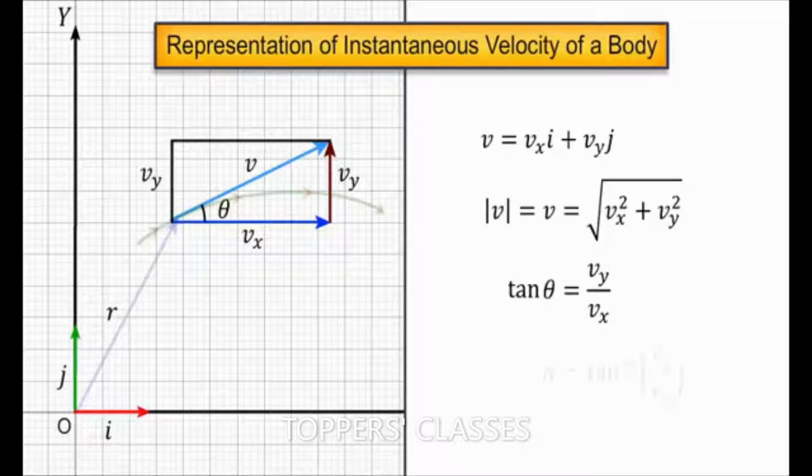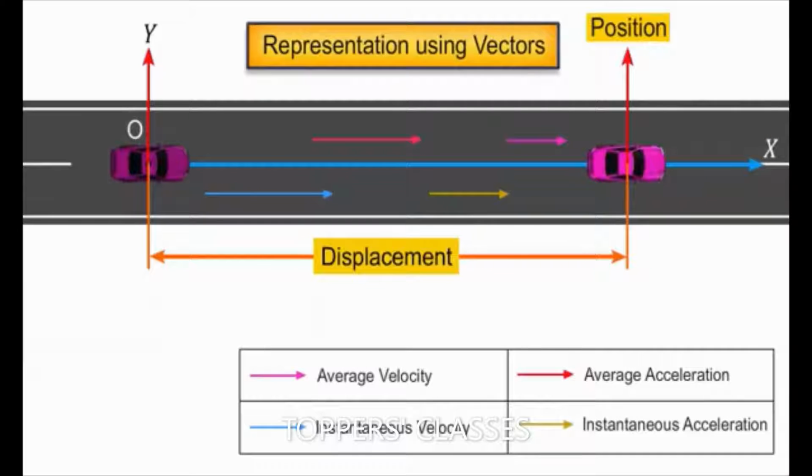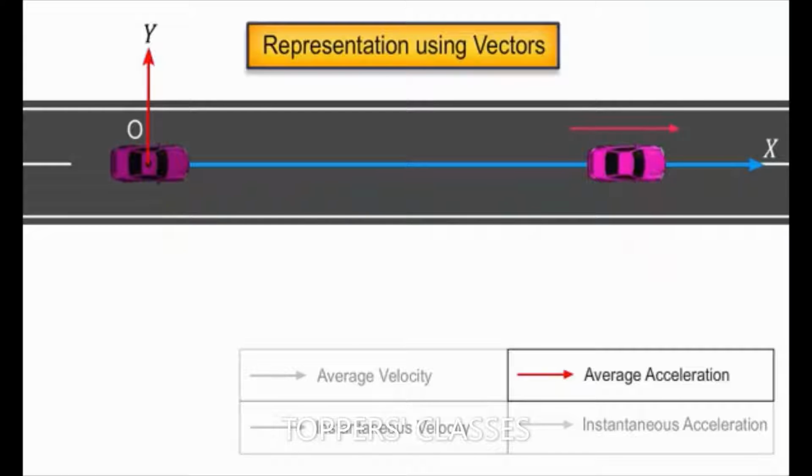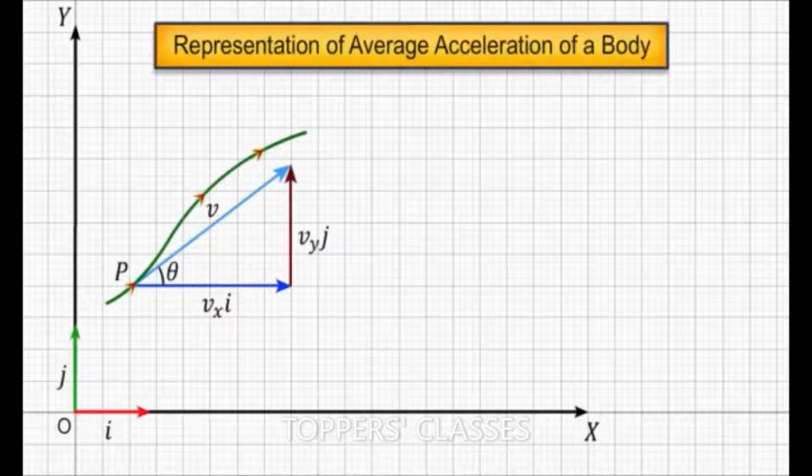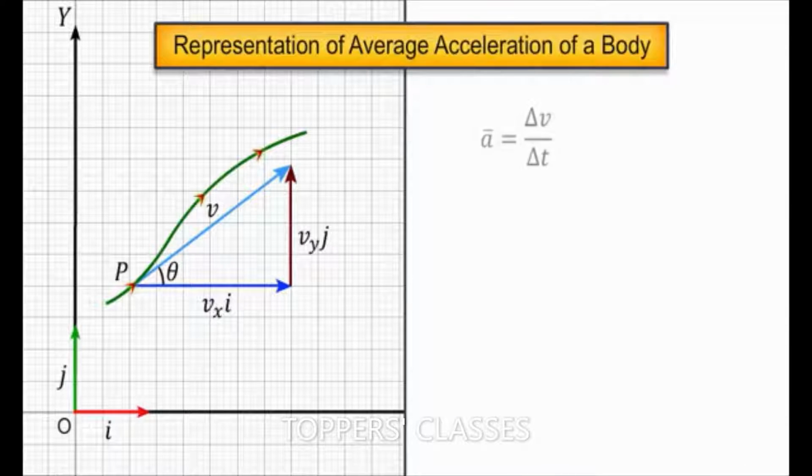Next, let's discuss the representation of average acceleration of a body using vectors. Consider a body is moving in the xy plane. During the time interval delta t, its velocity has changed by delta v. Its average acceleration a bar is equal to delta v by delta t. On substitution and simplification, we get a bar = ax i + ay j.